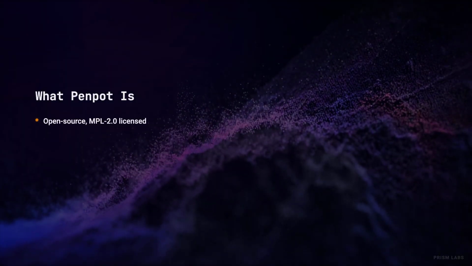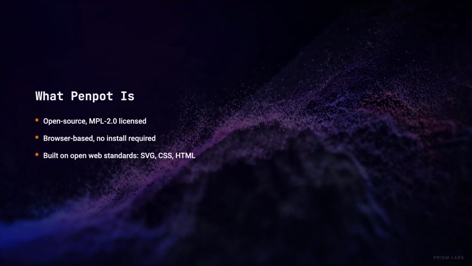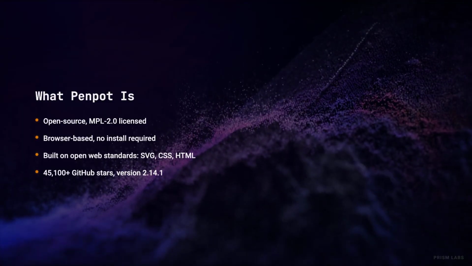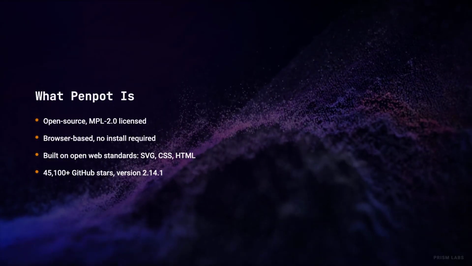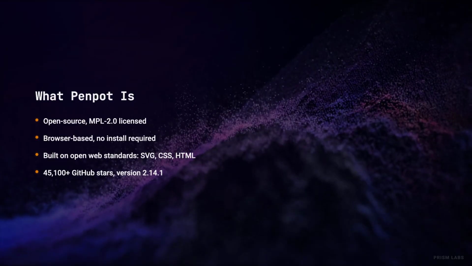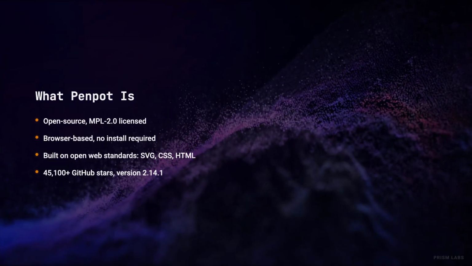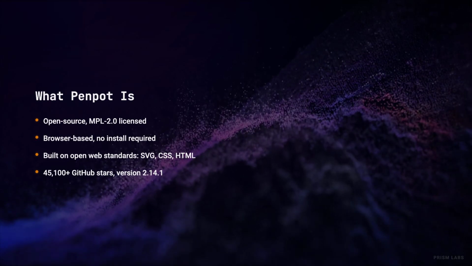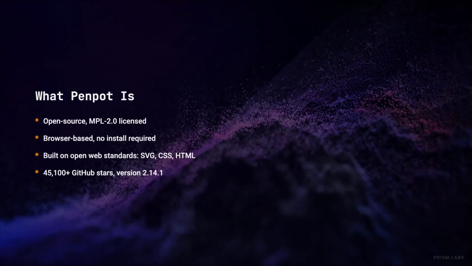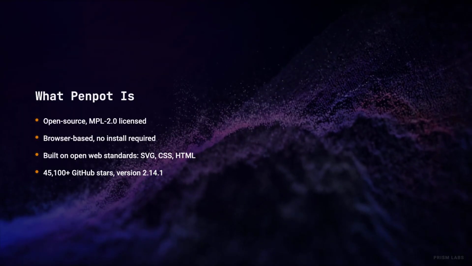Penpot is the first open source design and prototyping platform built for cross-domain teams, designers and developers working in the same file. It runs in the browser, it's built on open web standards like SVG, CSS, and HTML, and it's licensed under the Mozilla Public License. That license matters. It means the full source is on GitHub, you can self-host it, and nobody can pull the rug out from under your workflow.